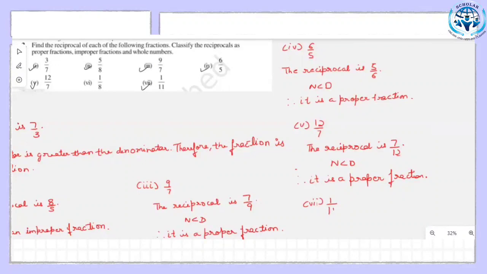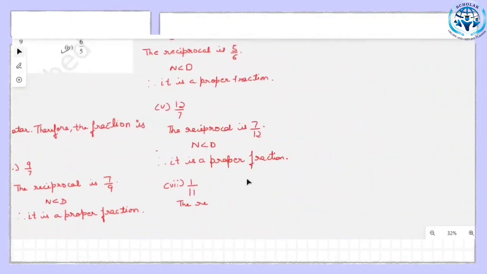The reciprocal of 1 by 11 is 11. 11 is a whole number. If 1 is written in the denominator, this can be omitted.